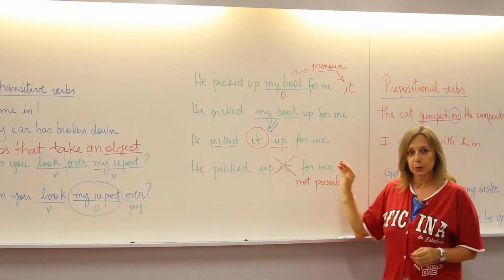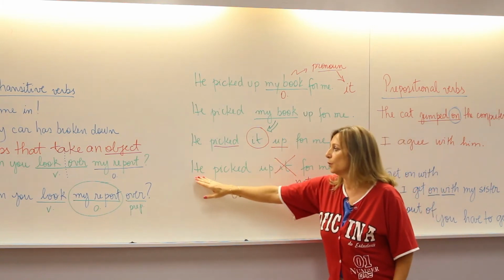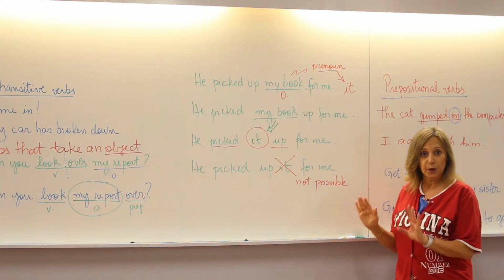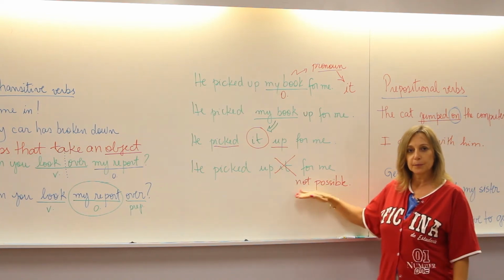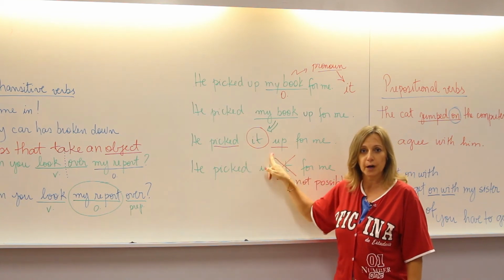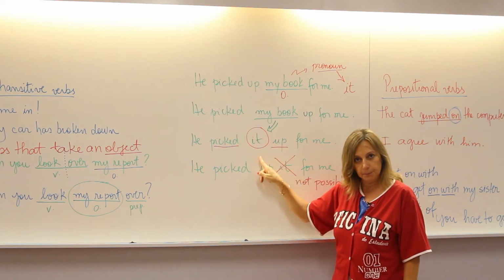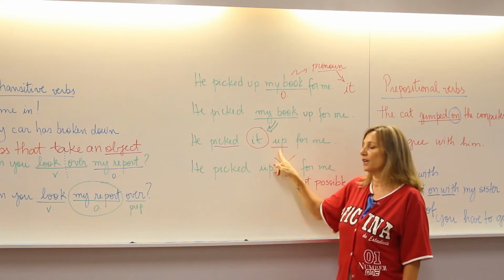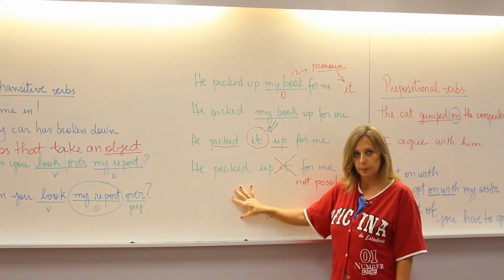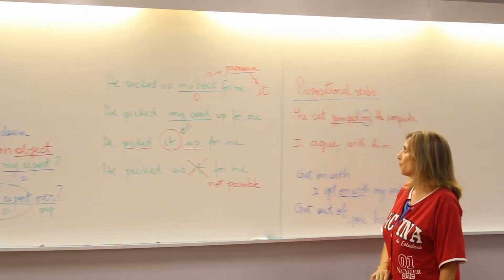When I'm using the pronoun, any pronoun, I'm going to have this, he picked up it for me, as not possible. The only possibility for a pronoun is to break the verb in two parts and stay between one part and the other part. This is very important, okay, to remember for pronouns.